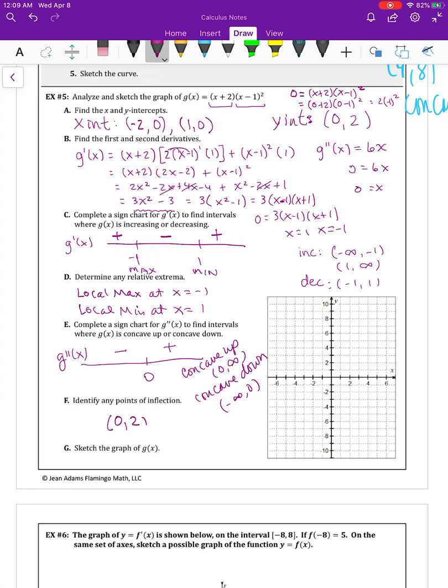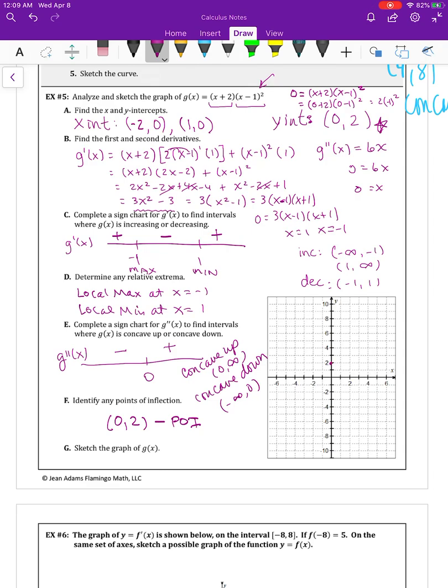Since it changes signs at 0, (0, 2) is my point of inflection. Remember, if the second derivative changes signs at the critical point, then you have a point of inflection there. And I remembered that when I put 0 in up here, I got 2. So I just glanced up there and saw that, otherwise I would have had to go back to my original function to actually find out what that point is.